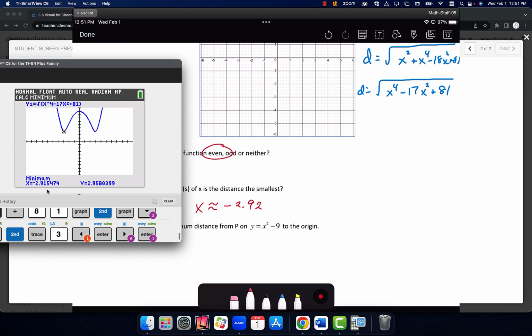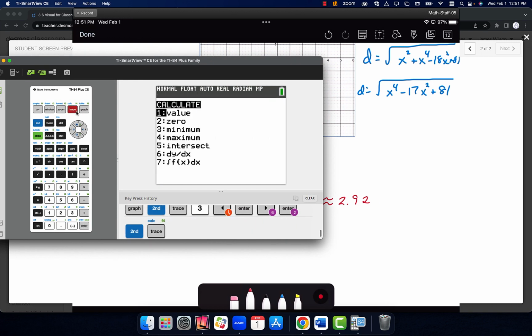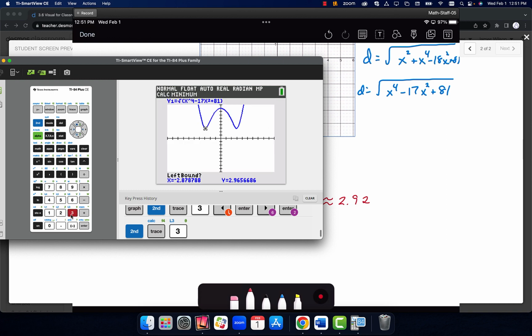And if you recall, this is an even function. That means this point should also be very similar, only it's going to be the positive version due to symmetry. If you're forgetting that, we can always go through and double check. Second calc, find your minimum, 3. We'll just scroll over to that other point and confirm that we do get the same value. So left and right bounds, and we do get the same value, 2.92 roughly.